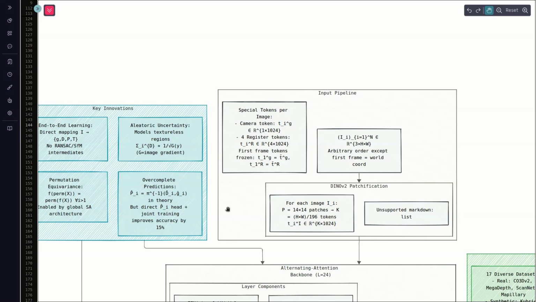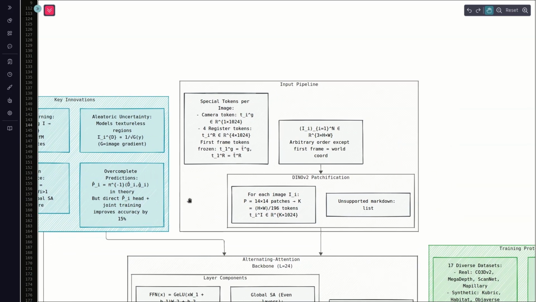VGGT redefines this whole problem. It takes multiple images, let's say 10 photos of a room, and predicts everything in one go: the camera location, pixel depth, a full 3D point cloud, and even how points move between frames. No separate stages, no waiting, just a single fast pass through the model. VGGT leverages a transformer architecture, a type of neural network famous for its success in language models like GPT, adapted here for vision tasks.